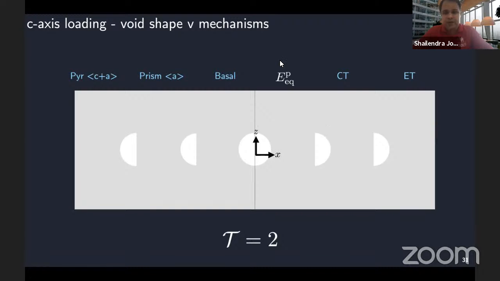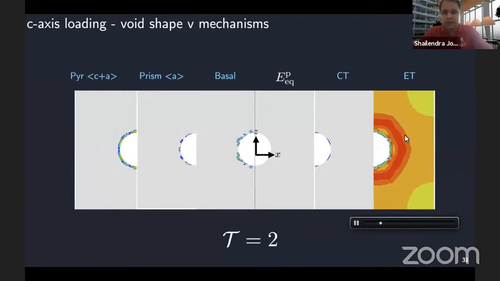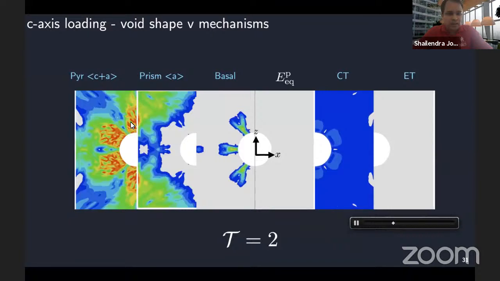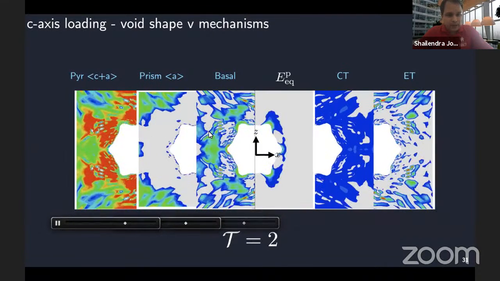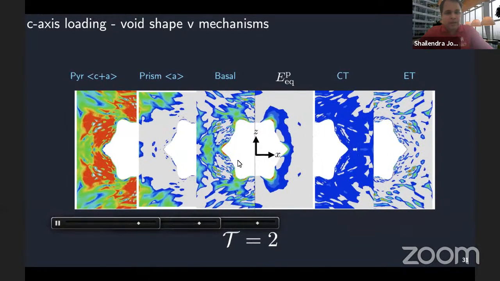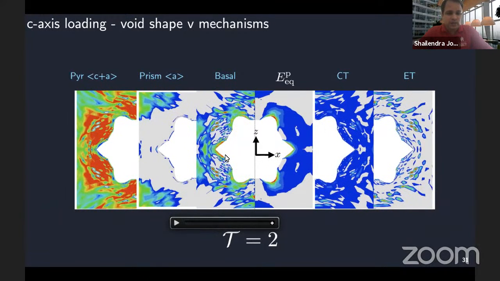And only when the extension twin is completed would we see other mechanisms getting activated. So I'm going to play the movie, and I would warn you that the extension twin gets out of the way quite quickly, but then other mechanisms start to activate after that. You can see extension twin is dominating. Once it is exhausted, other mechanisms start to activate, primarily pyramidal C plus A and basal slip. And what it does is rather intriguing. At least we found it quite remarkable the first time that we saw this result: you start seeing that the void is actually sharpening up.